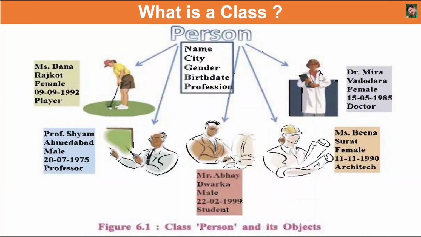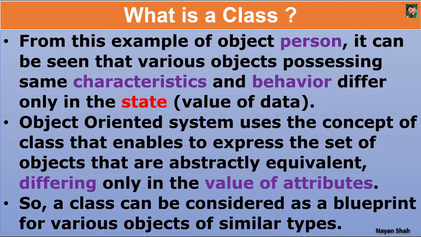So you can't have an object from class person where there is an address field, because in the person class there is no address. So an object cannot have that. An object can have only those pieces of information which are defined within the class. So that is, a class can be considered as a blueprint for various objects of similar types.